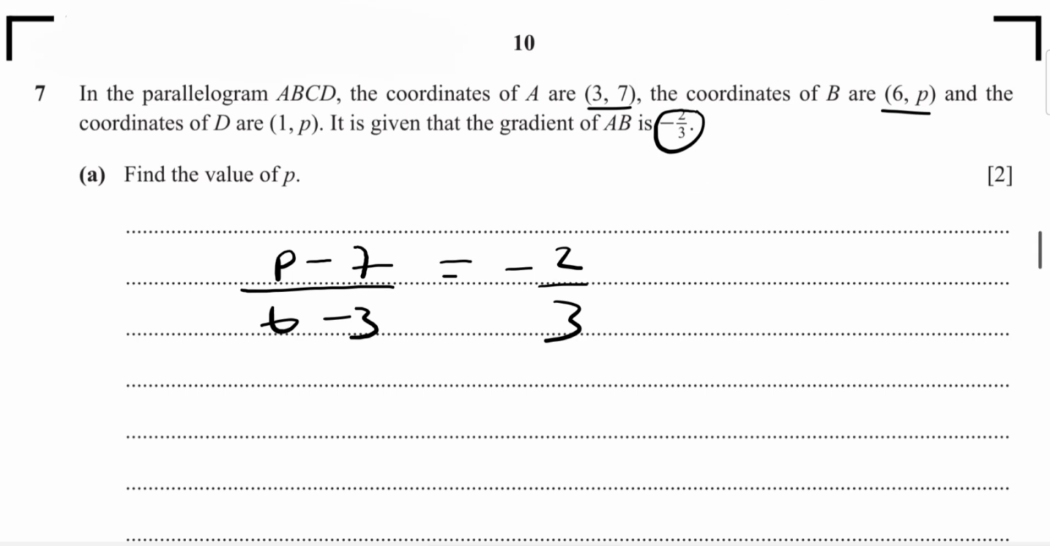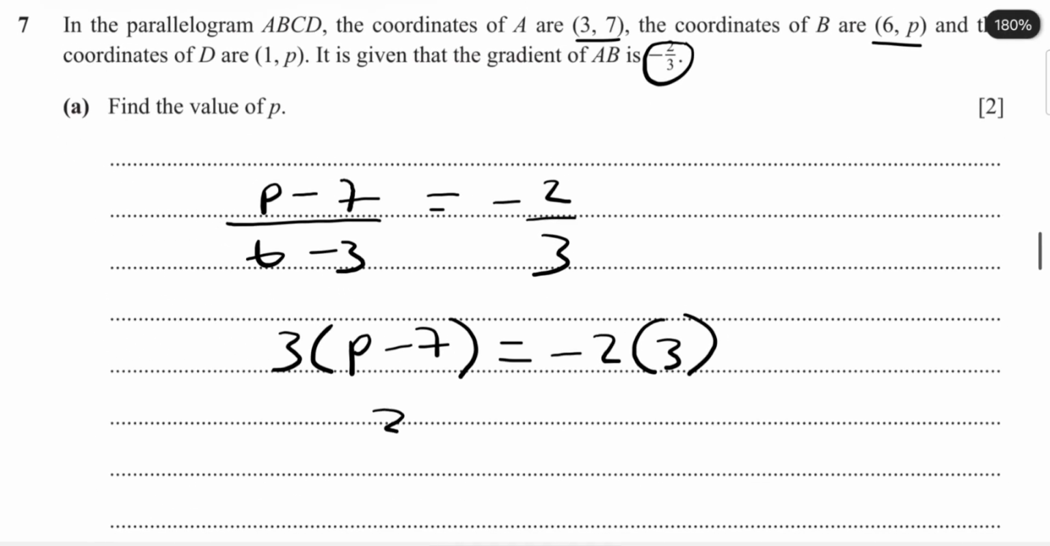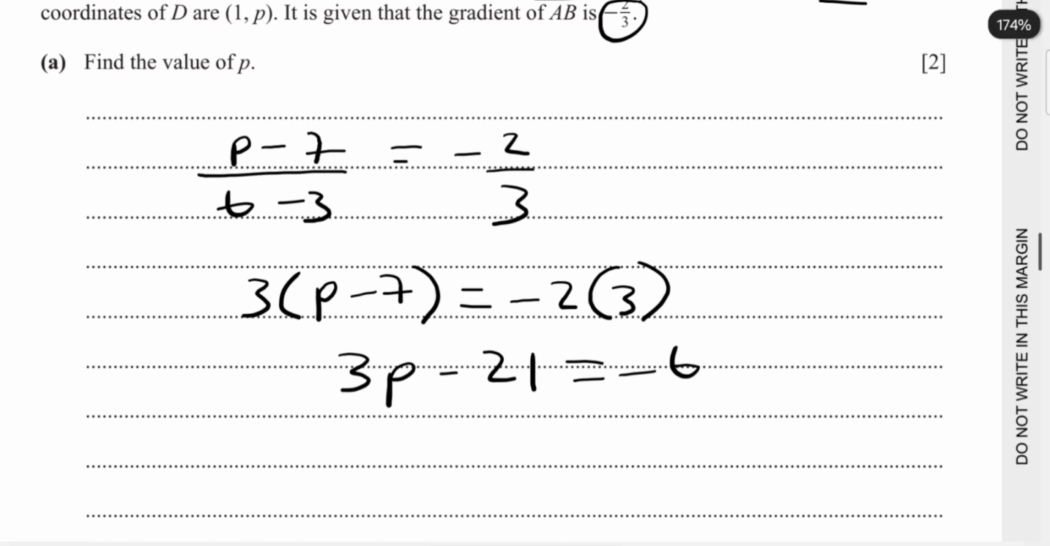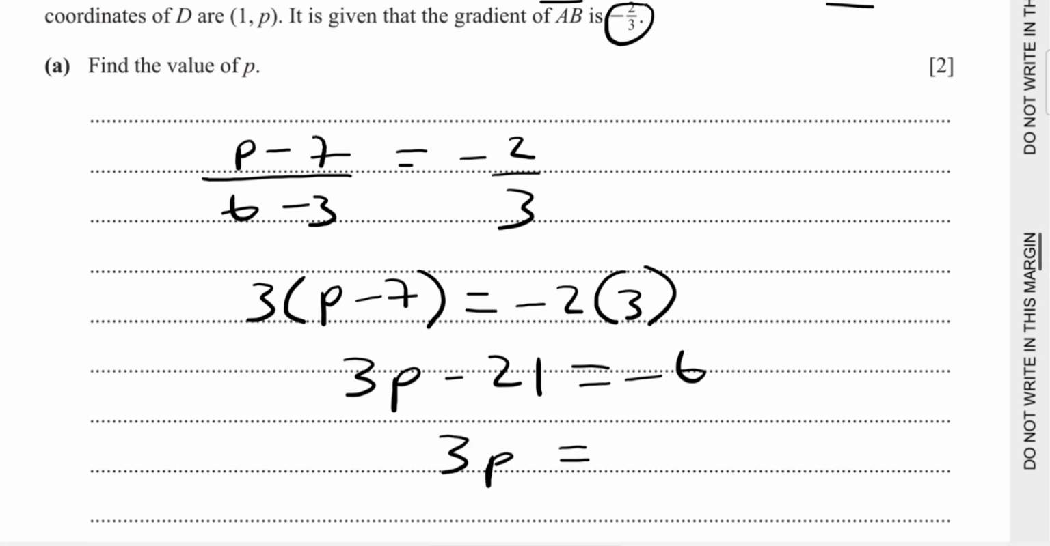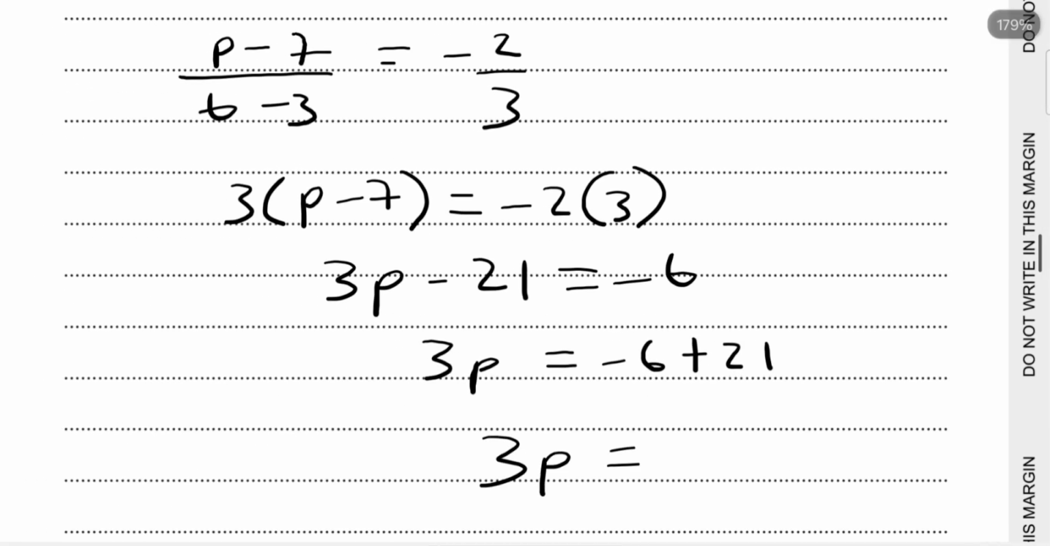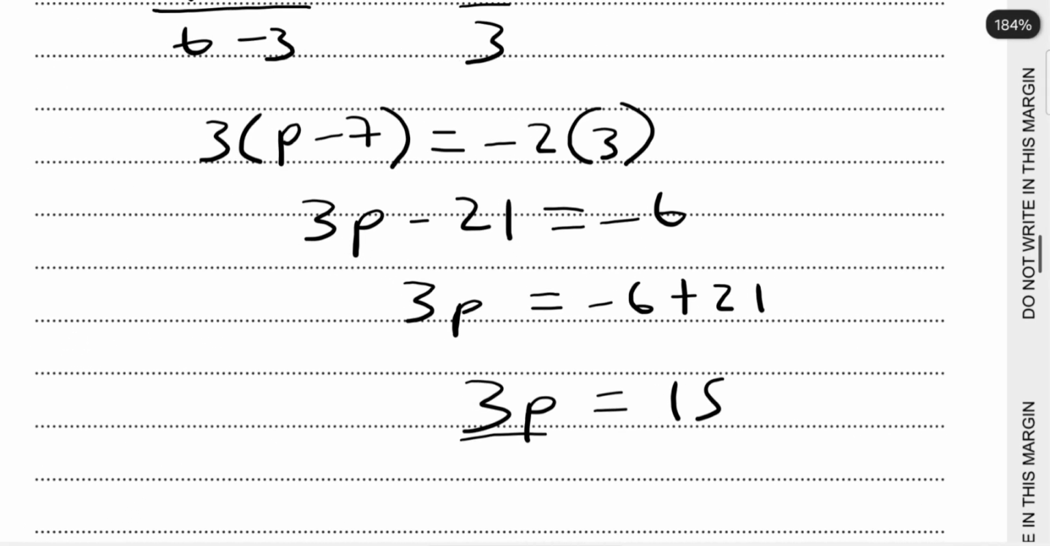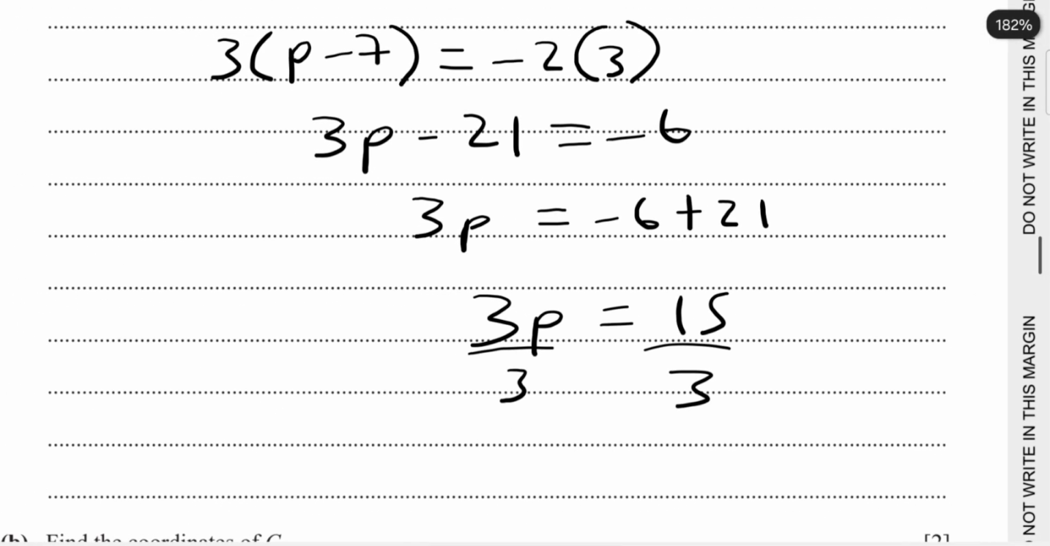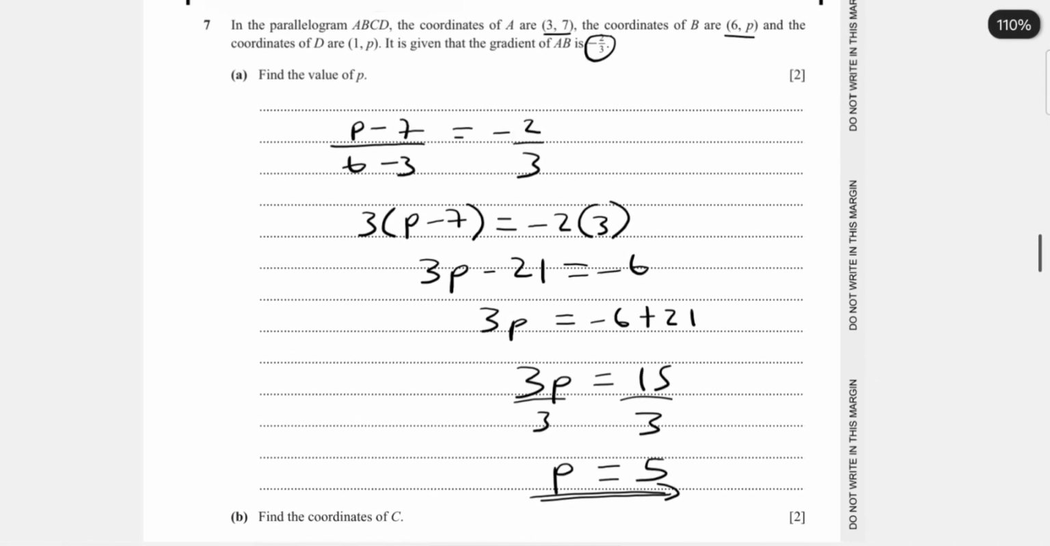So now with this, we cross multiply. 3 times (p minus 7) equals minus 2 times (6 minus 3), that's 3, right? So 3p minus 21 equals minus 6. And 3p equals minus 6 plus 21. 3p equals 15. Then dividing by 3 on both sides, we get p to be 5, right? p is 5.